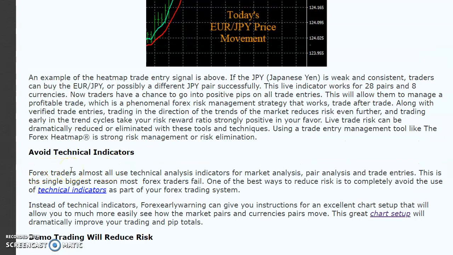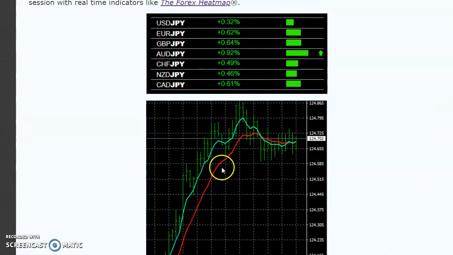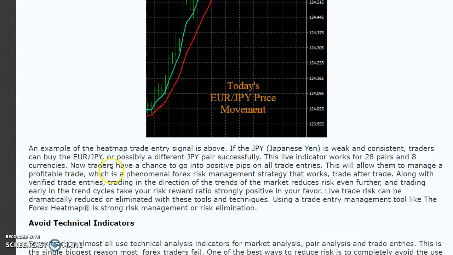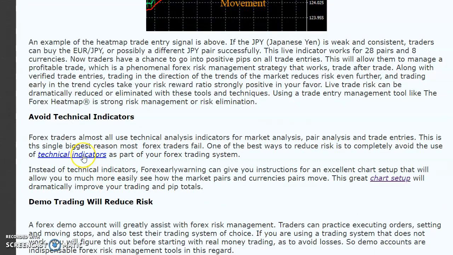Same thing, back to the trading system, avoid technical indicators. Technical indicators are when you have a screen full of layers and layers of indicators, trading the same pairs over and over again, and you don't know where the market momentum is. So stay away from technical indicators. We have an article, if you link right here, that talks about technical indicators and completely refutes them.